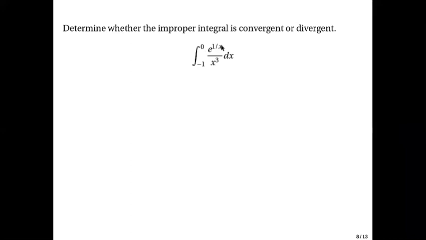So the integral from -1 to 0 of e to the 1 over x cubed dx. By definition again, this is the limit as t goes to 0 from the left of the integral from -1 to t of e to the 1 over x cubed dx.